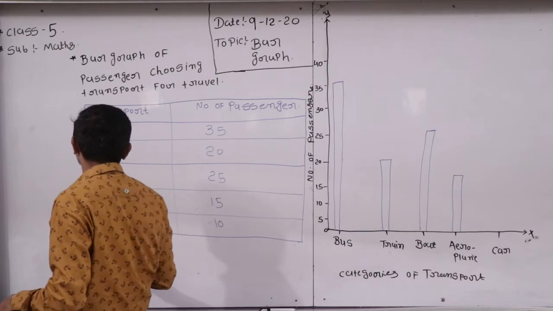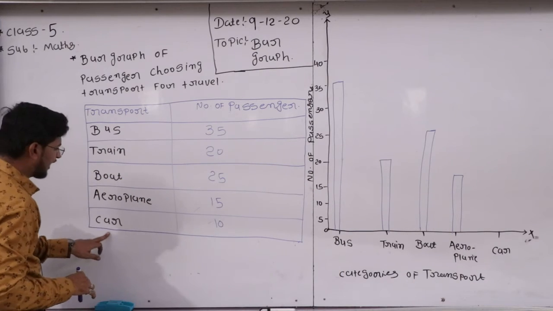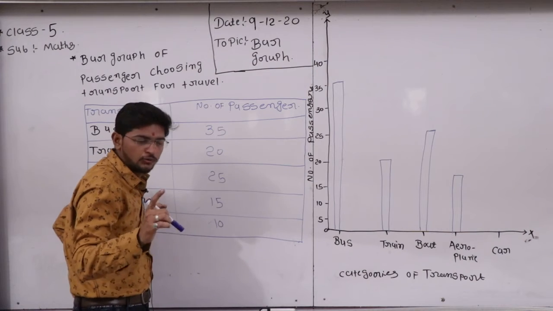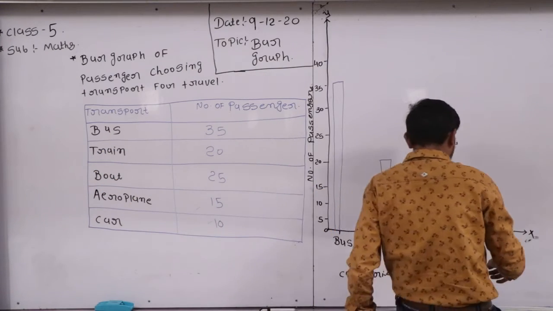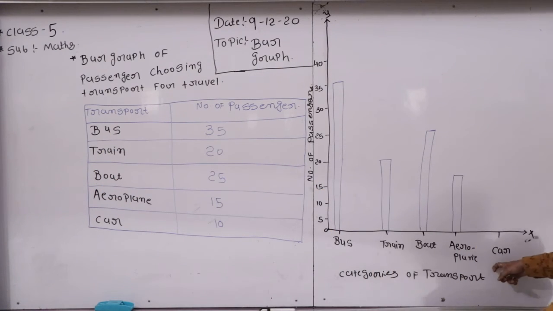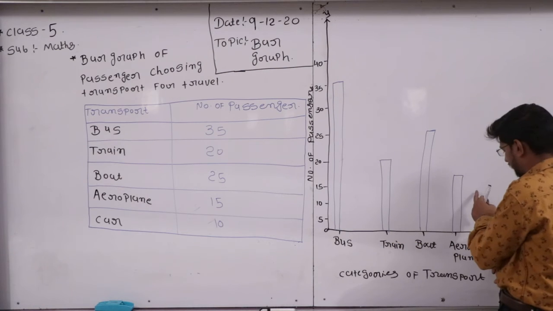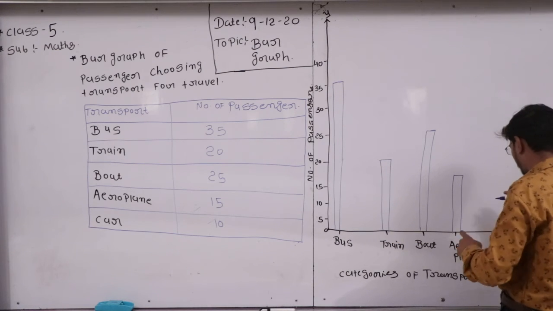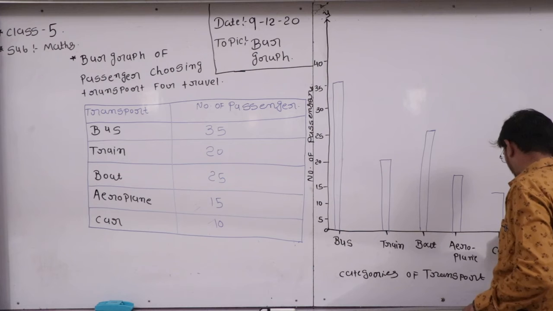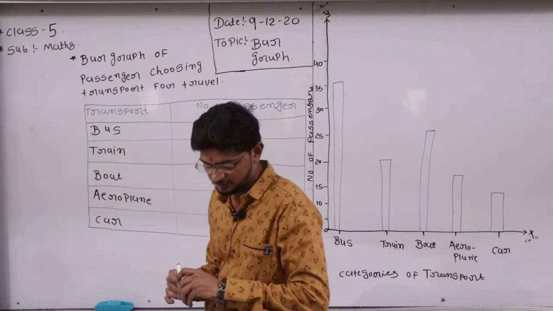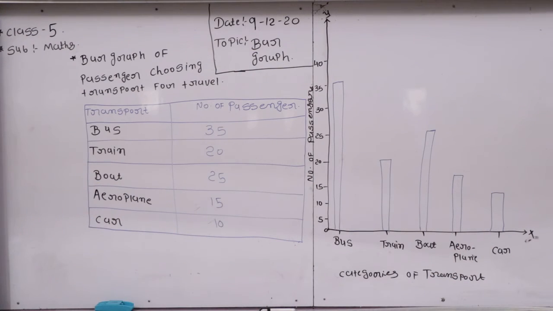Next and last category of transport is car. So first find a car on the x-axis. You can see it is here, right? And how many passengers? 10. So find 10 on the y-axis, it is here. So draw a bar graph for a car. It is here. So you can see our bar graph is done here, right?